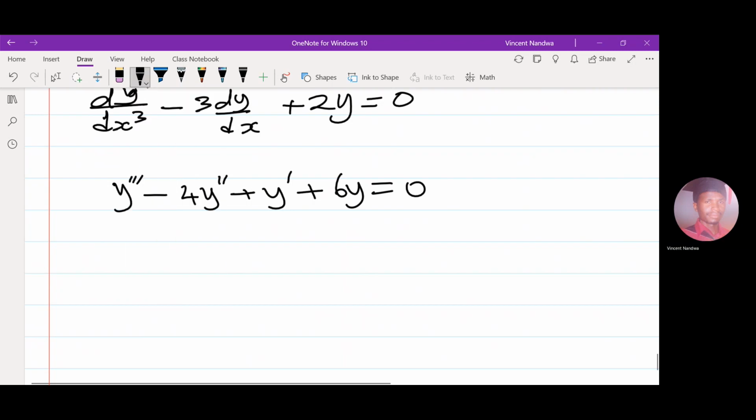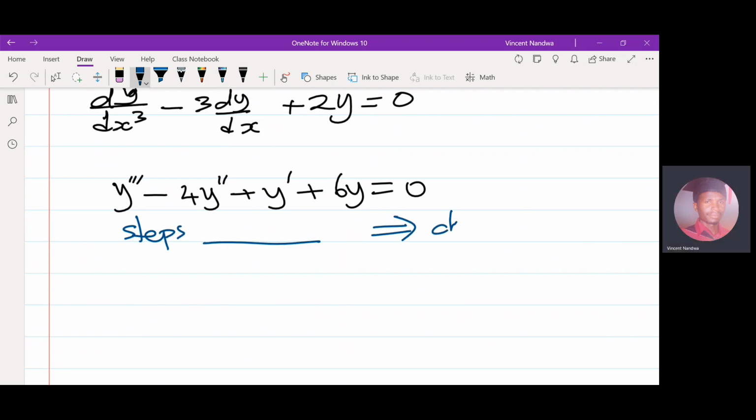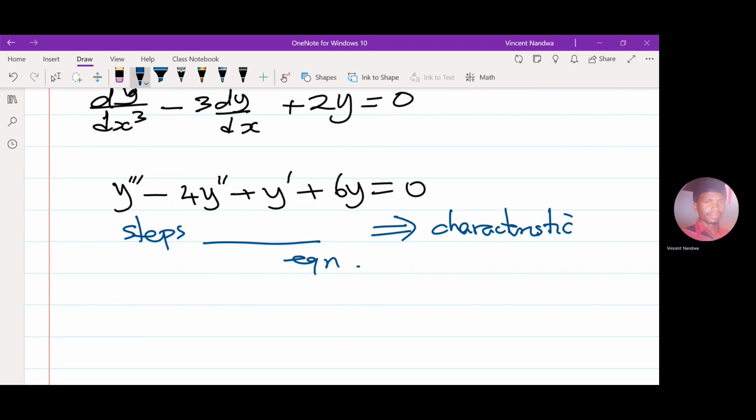So I hope all the process that leads to the characteristic equation can be done. Can I trust that with you? Okay, so please mute your mic. I believe that you can do all the processes that lead to the characteristic equation for that given equation. Is that true?